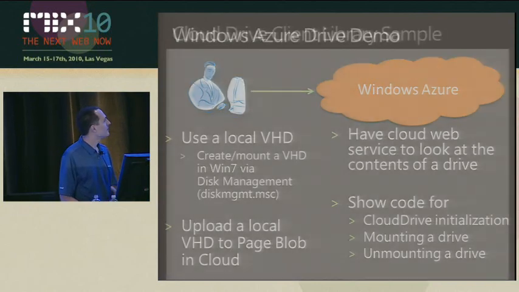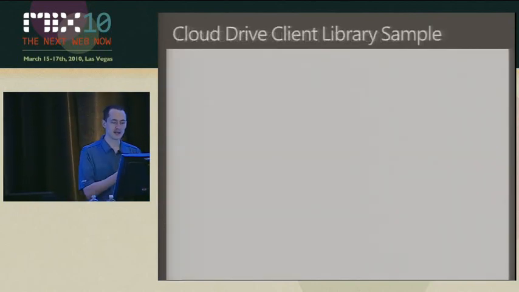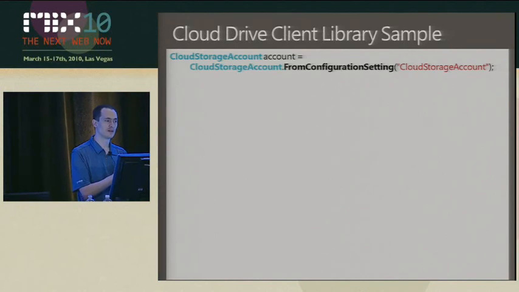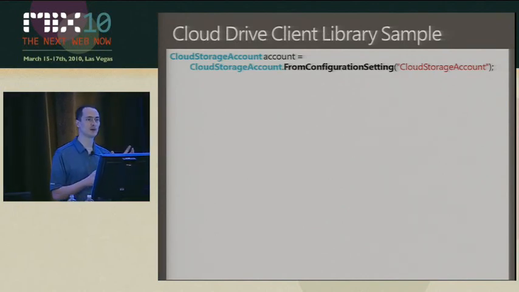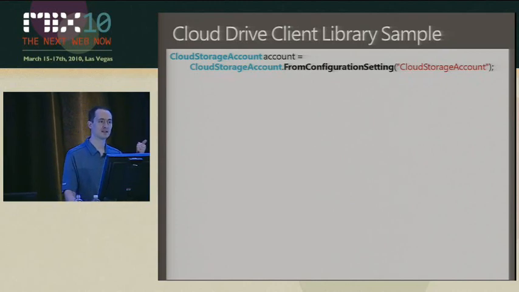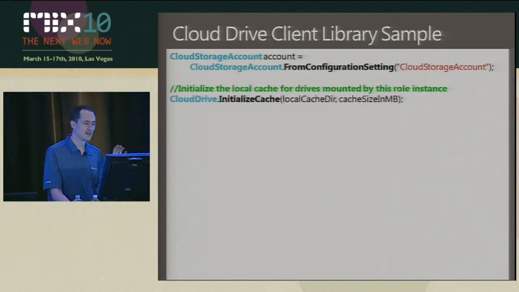Okay. So in terms of the coding example, we just showed the ability of initializing your web service to be able to use a storage account, passing in the account name and the key. Then we initialize the cache space that we want to use overall for cloud drives that are mounted by this web role. Then for the example I went through, we uploaded a VHD into the cloud and then mounted it.